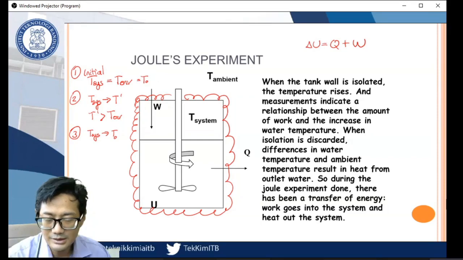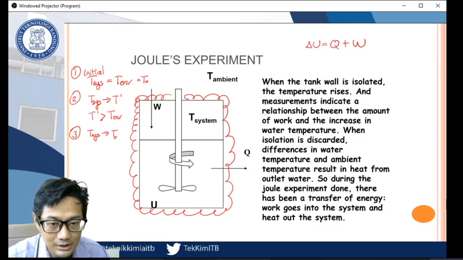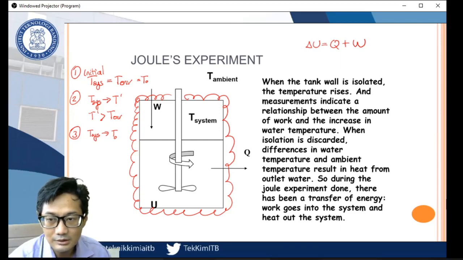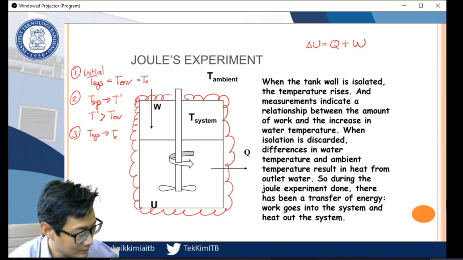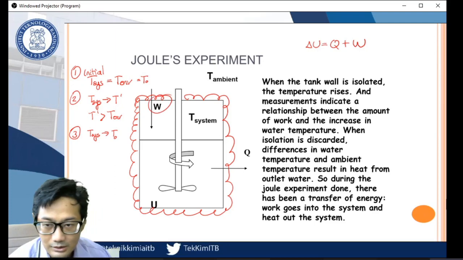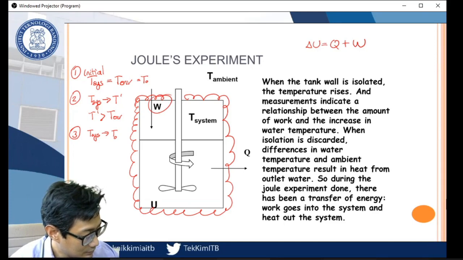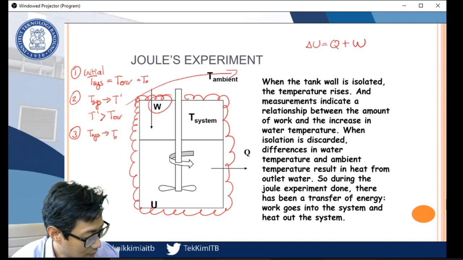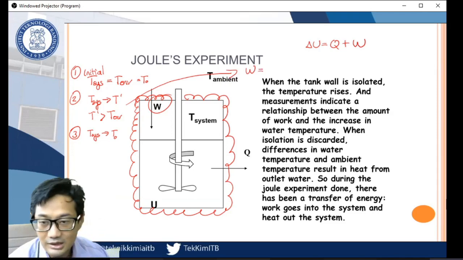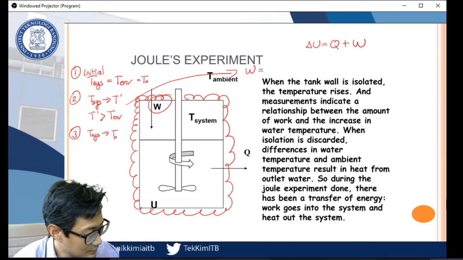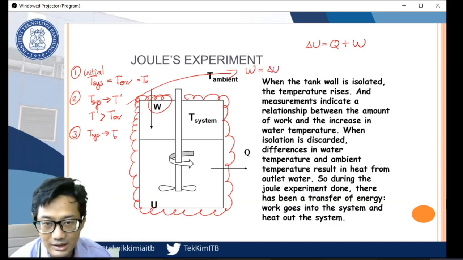Okay, based on this simple experiment, Joule proposed a relationship where the energy can move from one form to another. The first one, when he put work towards the system, it means there is additional work given to the system. What happened in this step, work in is equal to an increase in temperature. So he mentioned that there is an increase in internal energy.